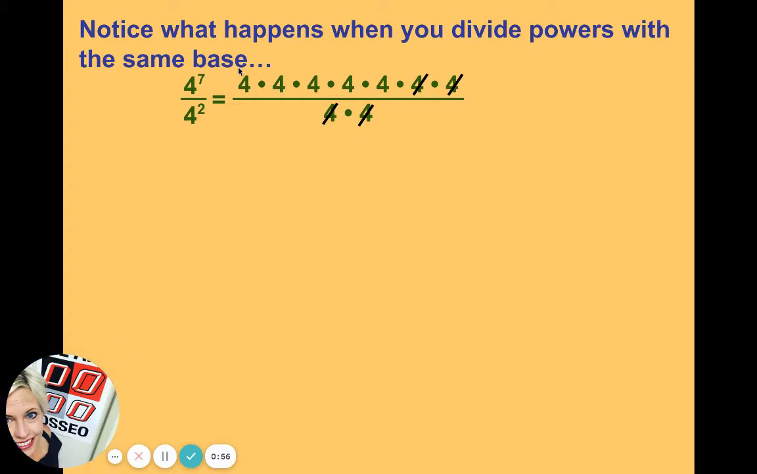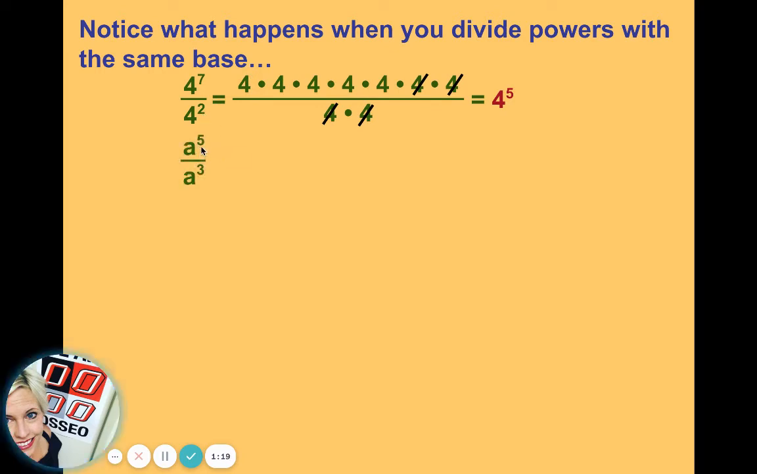How I look at this is I have 4s on top, I have 4s on the bottom. I have 7 4s on top, I have 2 on the bottom. Where do I have more? Well, I have 5 more 4s on top. Therefore, that's my answer. I have 5 more 4s on top than the bottom.